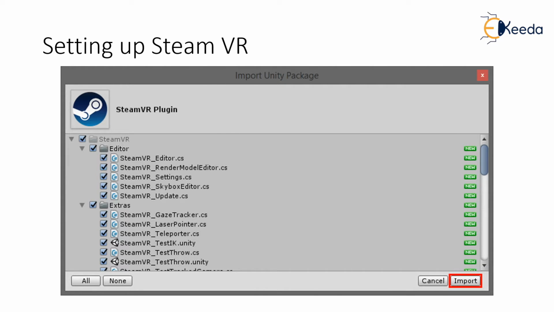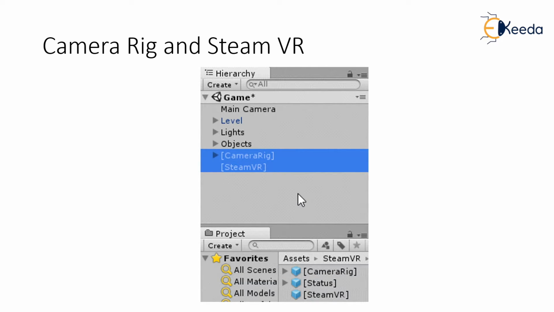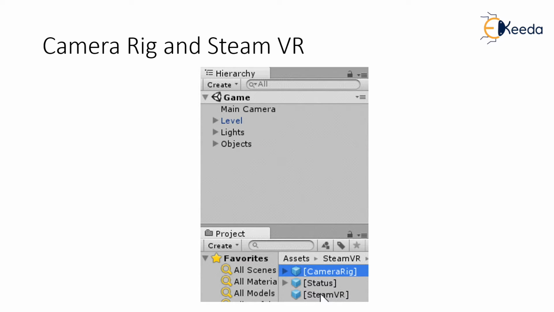For using the Steam VR, you have to find the camera rig and the Steam VR object, and you have to copy it in the game. So these are the two main required things for developing any kind of VR experience. The way we were doing in Google VR emulator, we were copying the Google VR emulator. Here, we have to copy the camera rig and the Steam VR to make the VR experience enabled for our HTC Vive.